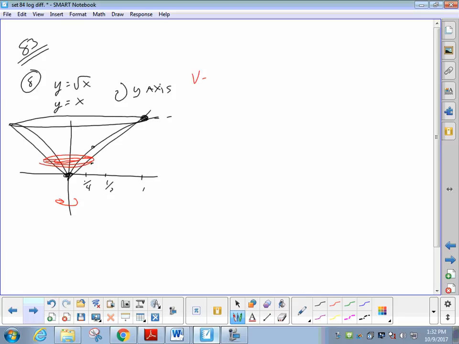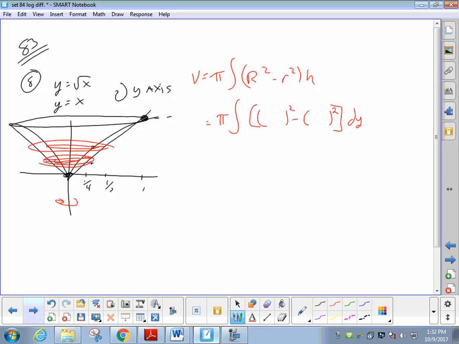I hope by now you know the big idea is big R squared minus little r squared times the height. What's the height, dx or dy? Dy. Okay, so that means we're going to write everything in y terms. The outer radius is always from the axis out to the line each time. So big R is the distance from the axis to the line. Then in y terms, we just say that is y. Little r is looking at the inner circle and saying, where's the radius? In that case, we're going from the axis to the square root curve.